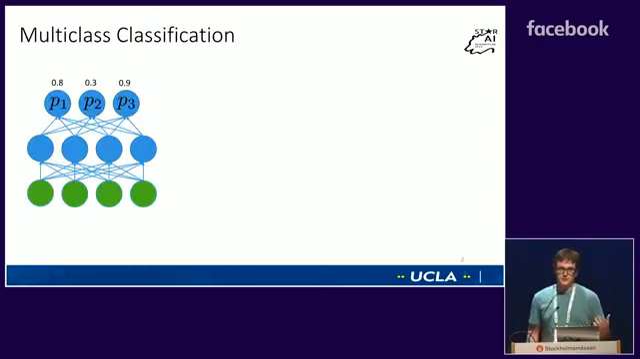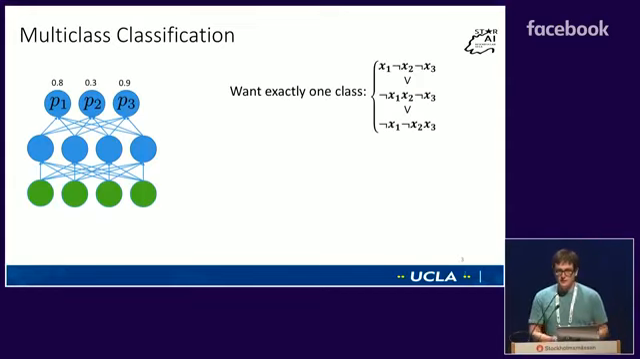So let's do this with a concrete example that may make it a little easier to think about. We're going to do multi-class classification. This is a problem that everyone's seen before. We have some deep network, and we have 3 classes. Now we have an output for each class that's going to predict the probability of that class. And what we'd like to say is that we're doing multi-class classification, so we want exactly one class to be predicted. We can express this pretty easily in propositional logic.